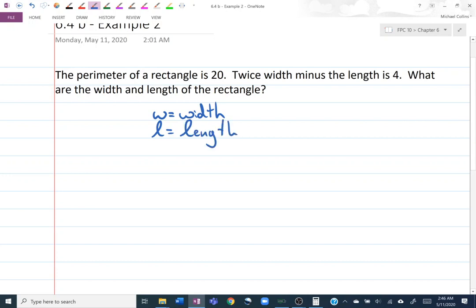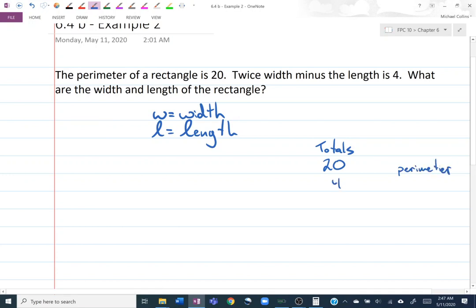So this part is a little bit tricky. So my totals are really the only two numbers they give me. There's not really a whole lot to sort out here. So I've got a 20, and maybe I'll just write over here perimeter.